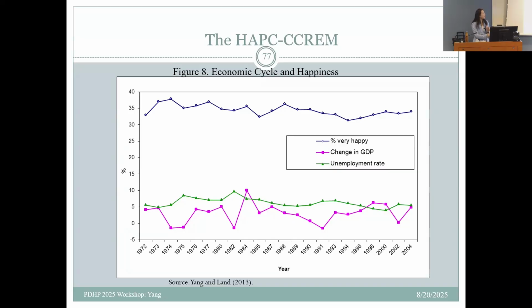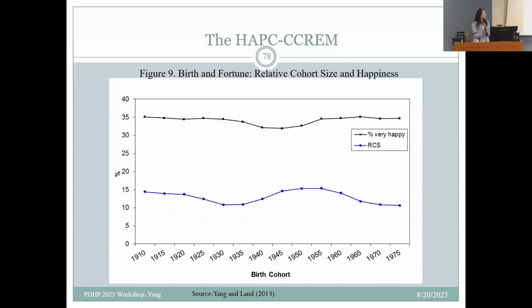On the top is the percentage of being very happy in the population. And on the bottom, the green line indicates unemployment rate over time, and the pink line indicates change in GDP. There's some sort of correspondence in temporal trends of happiness and these variables, so we might want to test them.